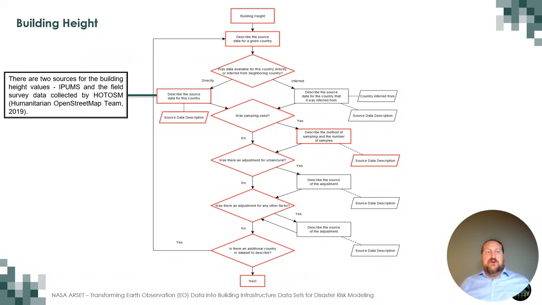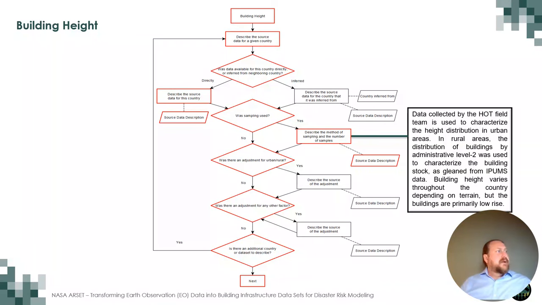And it goes to a box that says, describe the source data for this country. So on the left, you can see what the analyst produced to answer that question about the source data. And next we have a question that's describe the method of sampling and the number of samples for the building height. So you can see that being answered on the right. And again, please download these slides if you want to slow this down and read along as I'm describing.